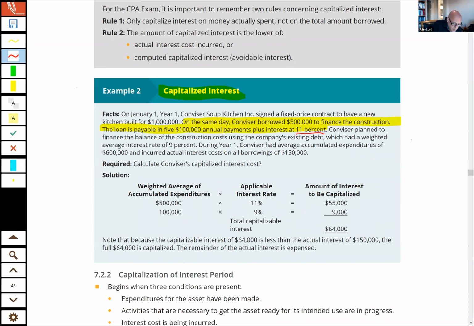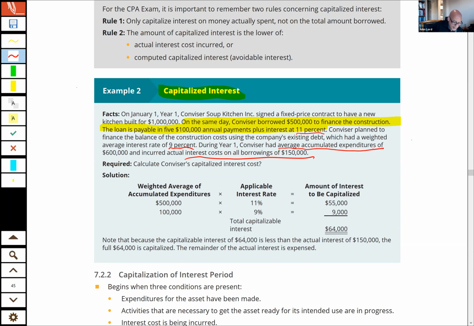Yes. Convisor plans to finance the balance of the construction cost using the company's existing debt with a weighted average of 9%. Okay, if I have a weighted average of accumulated expenditure that exceeds that 500,000 specific new borrowing, I'm going to have to apply that other rate. Okay, and then they tell us that the actual interest cost was 150,000.